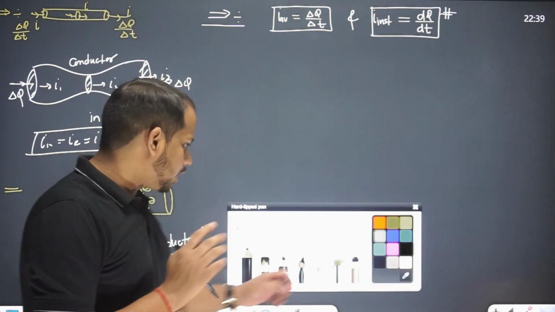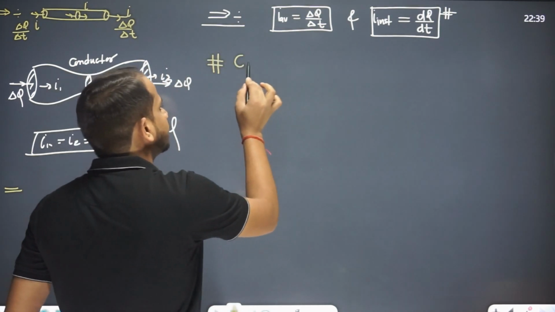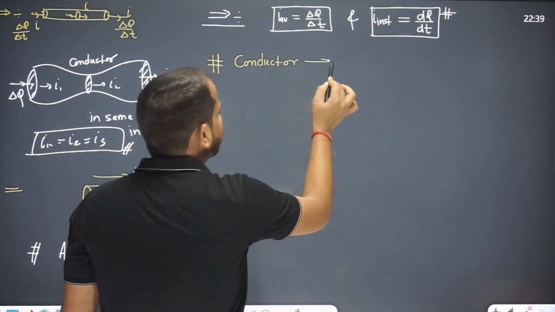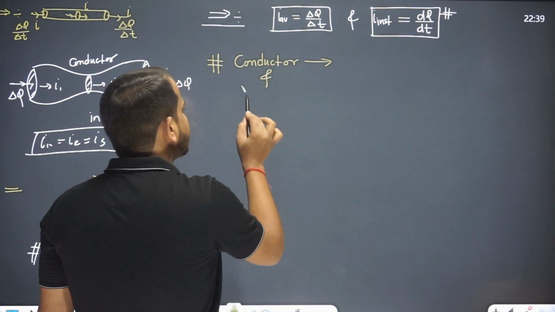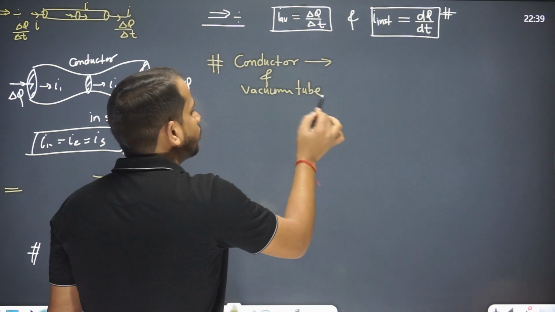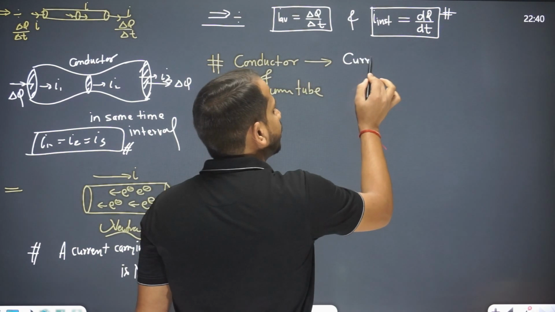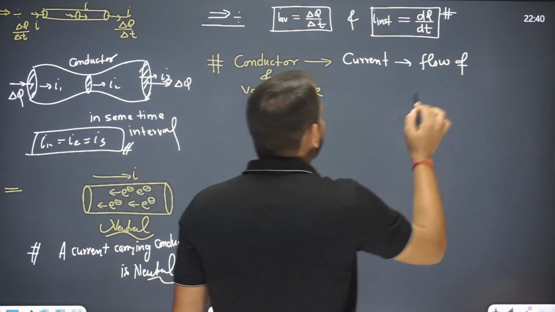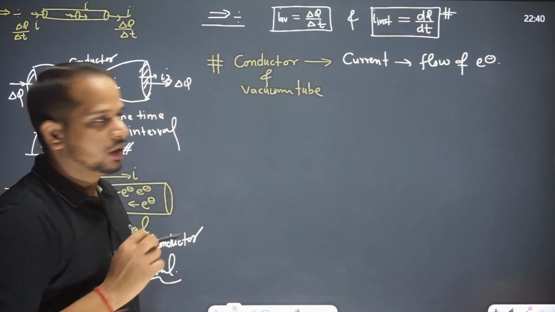So there are some specific cases of how the current is flowing. If I say there is a conductor, or a vacuum tube, how is the current flowing in this one? In this one the current is flowing due to the flow of electrons, right?